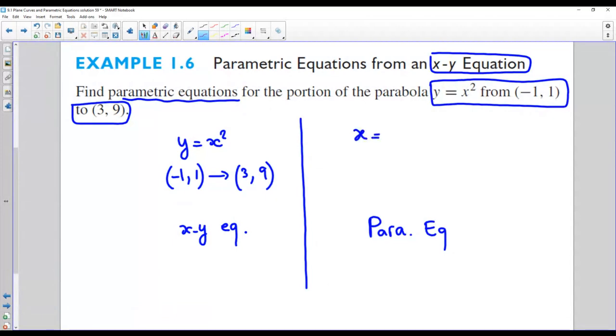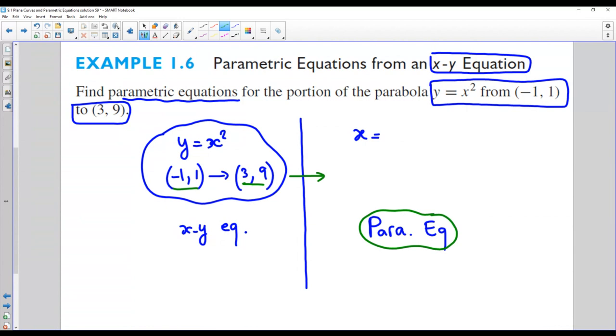Do you remember how we parameterize something like this? I gave you an example right at the beginning of this section, where we have a parabola. This is a piece of a parabola, y equal x squared, from one point to another point. What are the parametric equations? Do you remember how we find the parameter? Yes, thank you, Nora. X will be t. Then that means y will be t squared. Great, thank you very much.